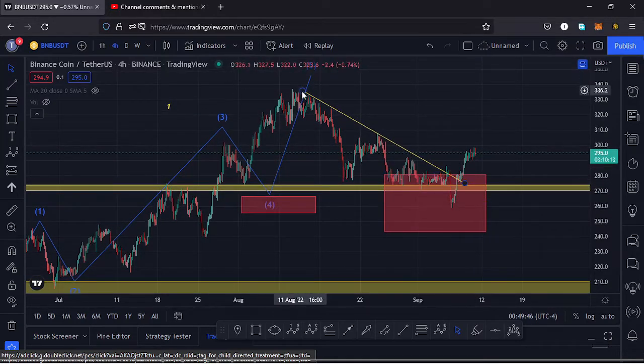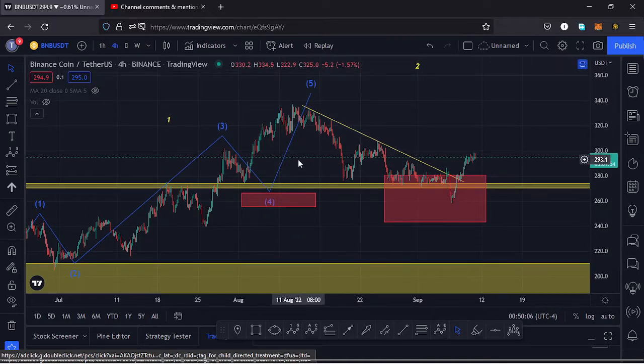At some point we also formed a triangle within this movement to the lower side and had a bit of a fake out to the lower side, lost that key area of support at around the $272 mark, and we maximized our red target area down here. Then we saw a very nice bounce to the upside in what could possibly be a wave 3 to the upside.